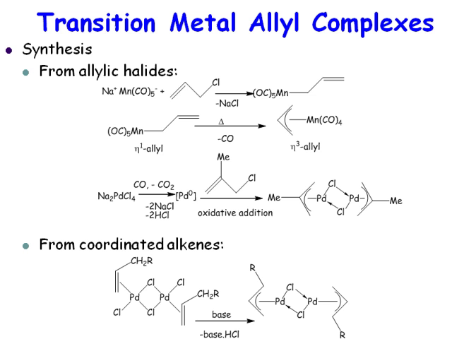Now, if you have a coordinated alkene, so if you start off with an alkene that's coordinated already. So here we have a palladium compound that has a coordinated alkene. If R was equal to hydrogen here, then this would be propene, but R might be something else. So we have a coordinated alkene molecule here. If you treat that with a base, if you treat it with something capable of deprotonating it, then that generates an allyl ligand. So one method is to take a coordinated alkene and to deprotonate it.